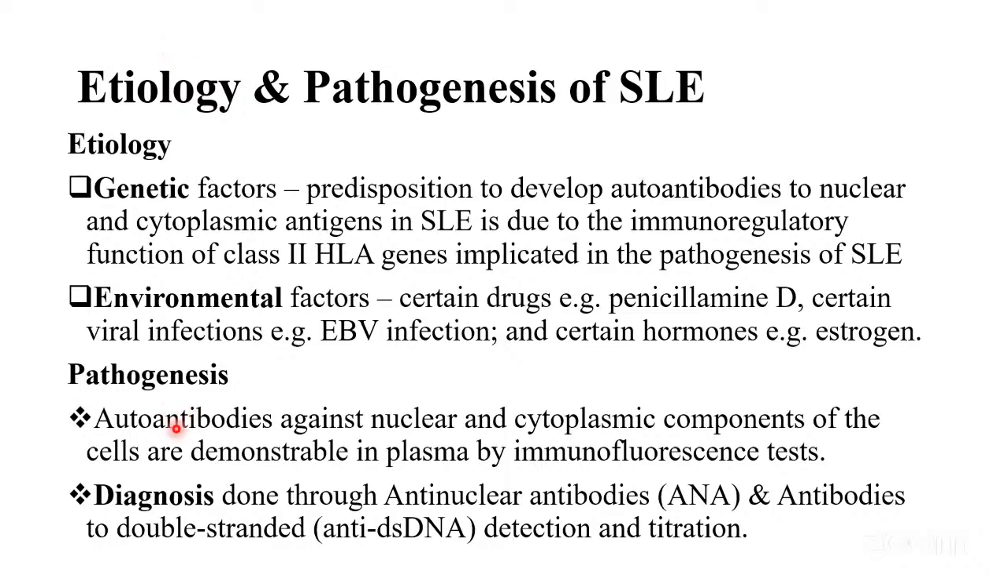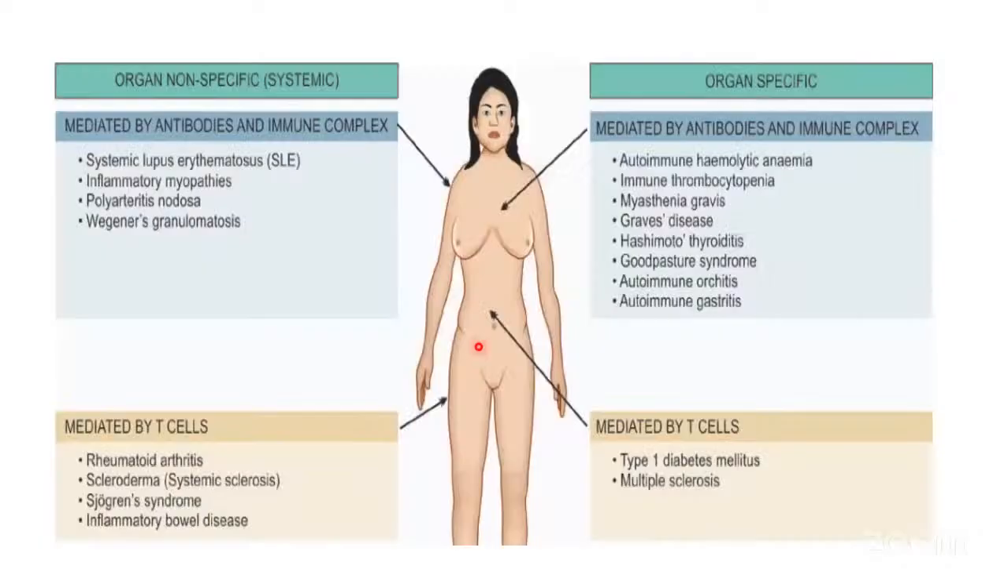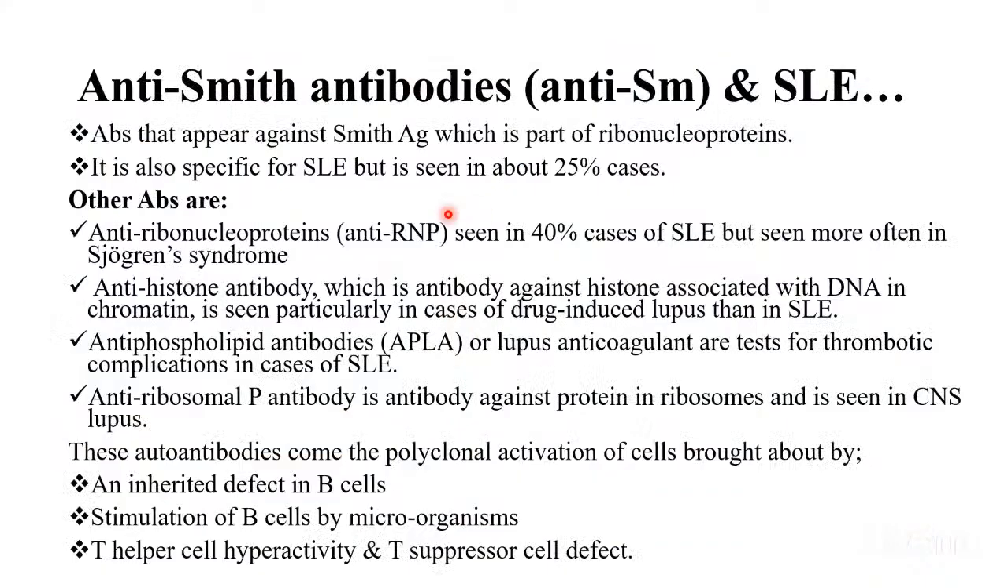And then pathogenesis involves the autoantibodies against nuclear and cytoplasmic components. Diagnosis is done through the anti-nuclear antibodies and antibodies to double-stranded DNA detection and titration. So you can detect and also do the titer of these particular things so that you can show the severity of tissue damage. And these ones are very specific. These are others I'm not mentioning. And there are also Smith antibodies that are involved.